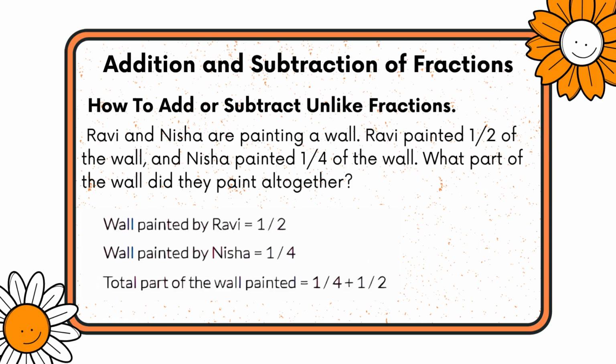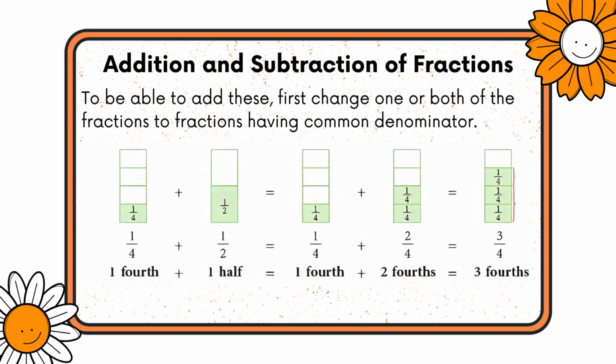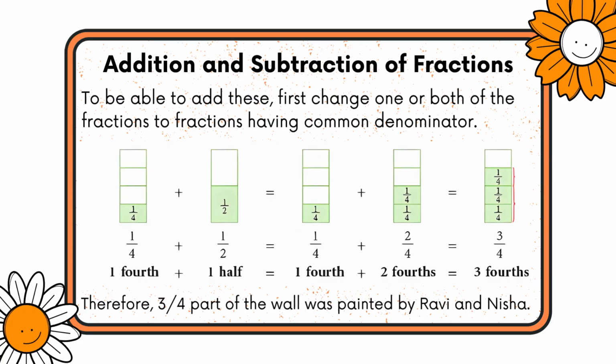So total part of the wall painted is equal to 1 by 4 plus 1 by 2. To add these, first change one or both of the fractions to fractions having common denominator. Here, 1 by 2 can be written as 2 by 4. Now, 1 by 4 and 2 by 4 are like fractions. Adding these two, we will get 3 by 4 by the same rule we used to add like fractions. Therefore, 3 by 4 part of the wall was painted by Ravi and Nisha.